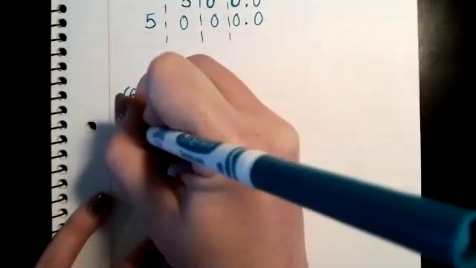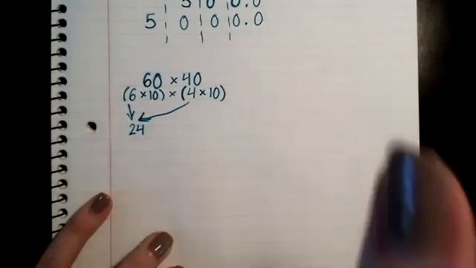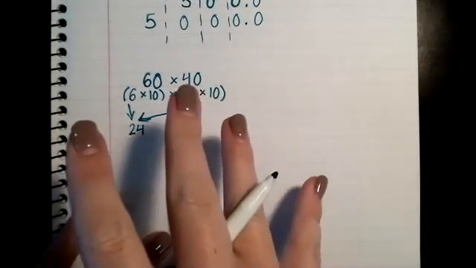All right, so I have 6 times 4. I know that that is 24. Okay, so that's easy because that's one I know off the top of my head. I don't even have to think about it. I already know 6 times 4. Okay, so I took care of the 6 and the 4.